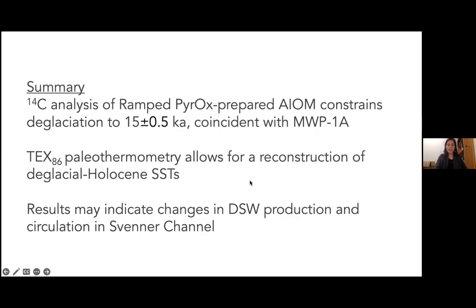We're able to use TEX paleothermometry to reconstruct sea surface temperatures in this area. That's not something that's been done before. It has been done in other places along the East Antarctic margin, but this proxy helps us at least start to attempt to put absolute temperatures, put those in the context of changes in the depositional environment that are happening and that we've seen from diatoms. And results may indicate that dense shelf water production and circulation in Svenner Channel have changed throughout the Holocene.